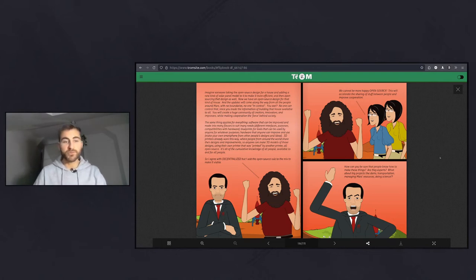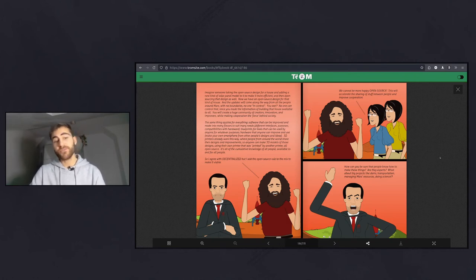Software that can be improved and made into many flavors to suit many needs, different interfaces, purposes, compatibilities with hardware, blueprints for tools that can be used by anyone for whatever purposes, hardware that anyone can improve and use. For example, make your own smartphone from other people's designs and ideas. 3D printers already work this way, where people from all around the world share their designs and improvements, so anyone can make 3D models of those designs using their own printer that was printed by another printer, all open source. It's all of the cumulative knowledge of all people available to and for all people.